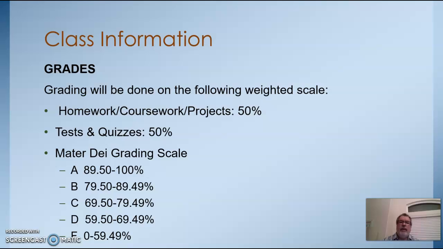All right, a little bit of class information. Grades will be done on the following weighted scale. Homework, coursework, and projects will be worth 50%. Tests and quizzes will be the remaining 50%. We'll incorporate the modern day grading scale. 89.5 to 100 is an A, 79.5 to 89.49 is a B, etc. You guys should be familiar with that.